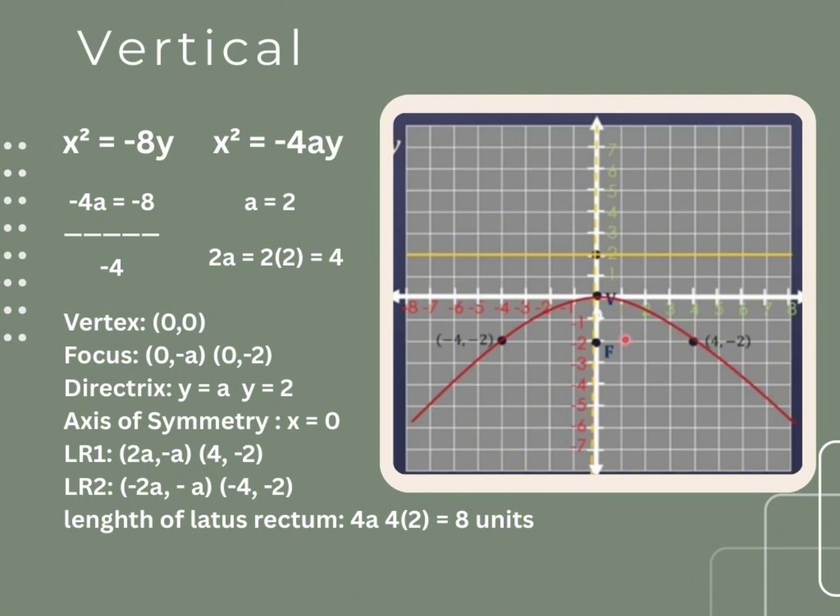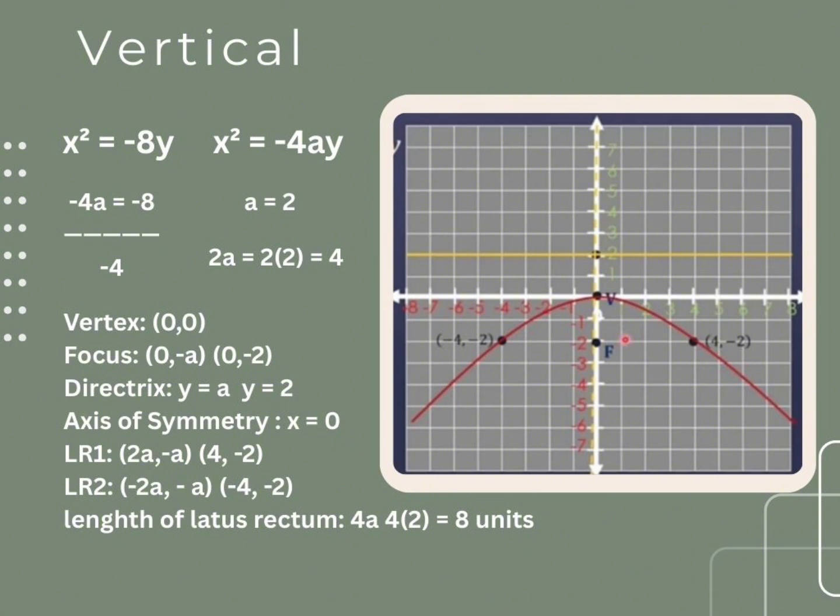Let's identify the parts of the parabola. Vertex is at the origin, (0, 0). Focus is (0, negative a). Since we solved for a earlier, replace the a with 2. We get (0, negative 2). Directrix is the line y is equal to a. Since a is equal to 2, y is equal to 2. Axis of symmetry, x is equal to 0, the vertical line passing through the vertex.